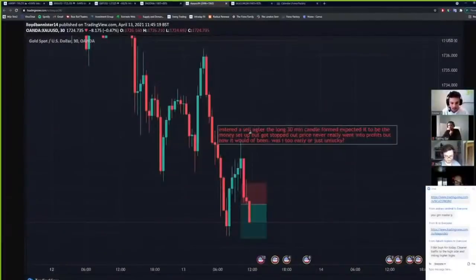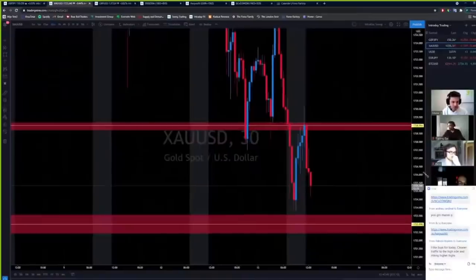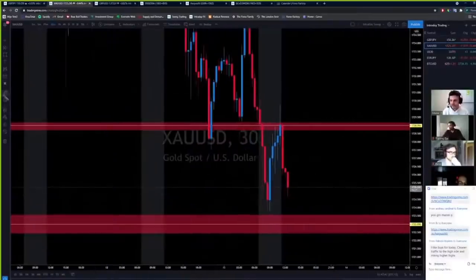Entered a sell after the long 30-minute candle formed. Expected a money setup but got stopped out. Price never really went into profit, but now it would have been. I was too early or just unlucky. So I took this sell as well on gold. Let's break it down so that we can both learn from it. We can kill two birds with one stone here.